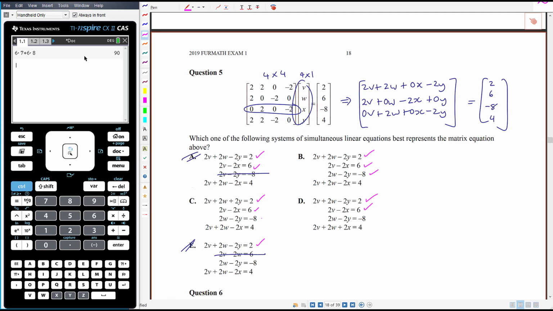2w minus 2y equals negative 8. Okay, so we're now down to 3 options. And so we want to have a think about the fourth equation.